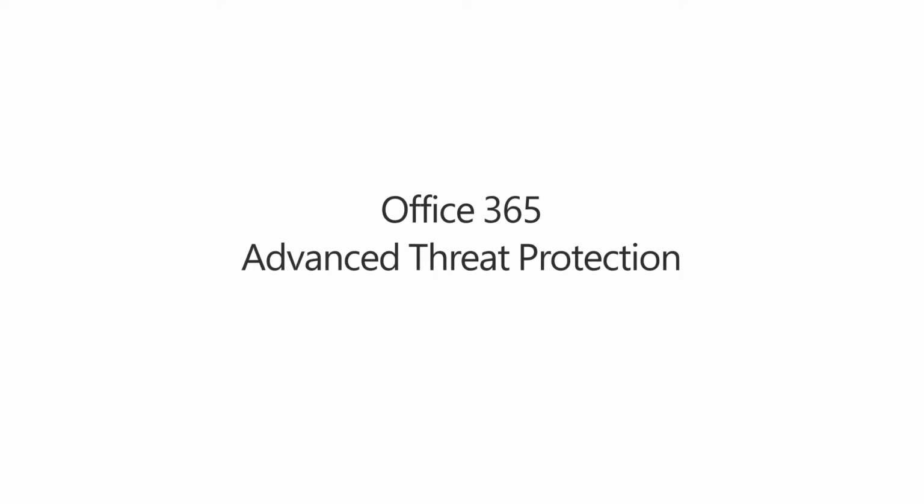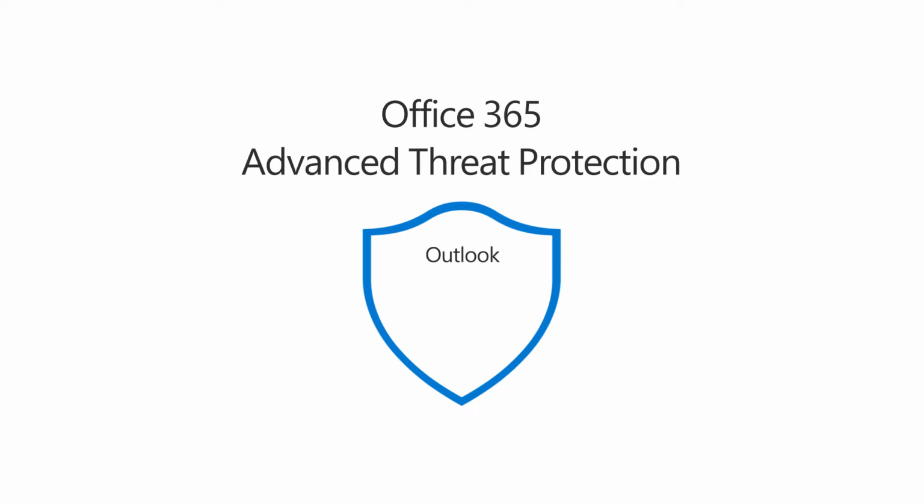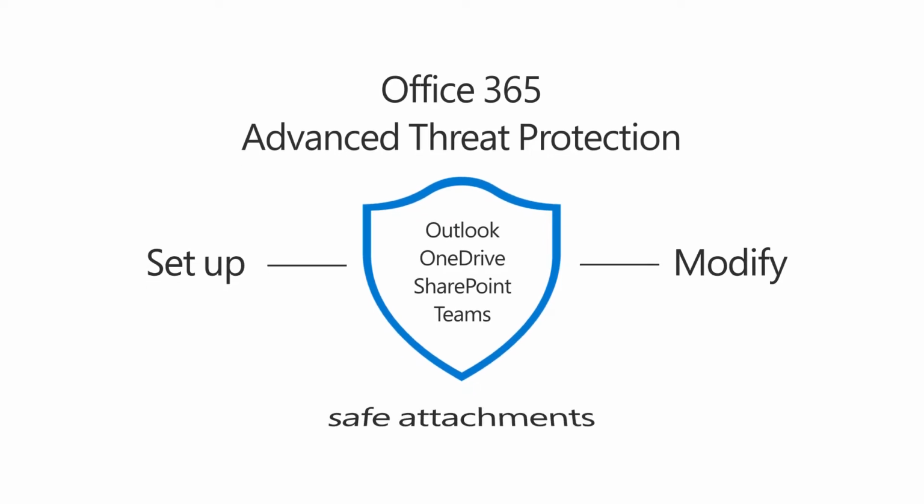Office 365 ATP, or Advanced Threat Protection, helps protect your business against files that contain malicious content in Outlook, OneDrive, SharePoint, and Teams. Let's take a look at how to set up or modify Office 365 ATP safe attachments.